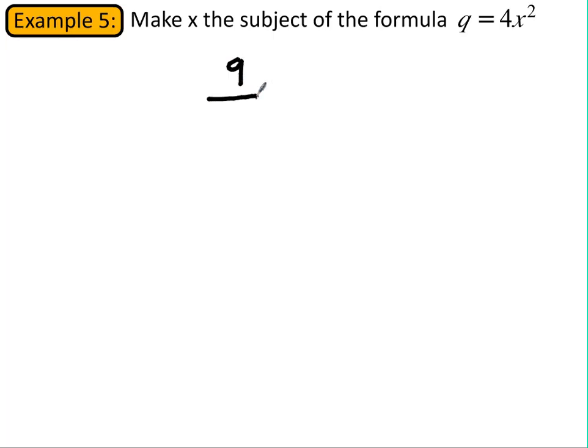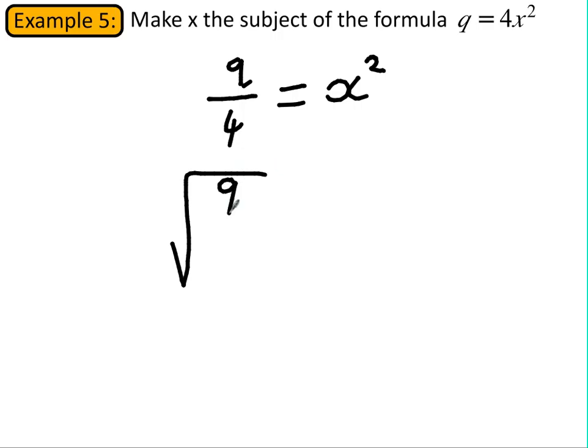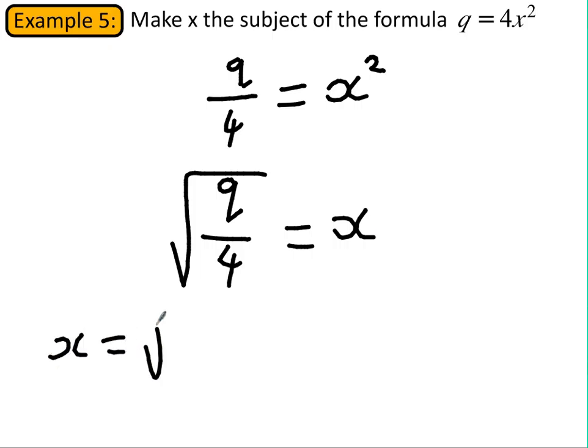So on the left hand side we have q over 4 is equal to x squared, and then we want to square root both sides. So the square root of q over 4 is equal to x. Now we could just turn that round. x is equal to the square root of q over 4 is a final answer.